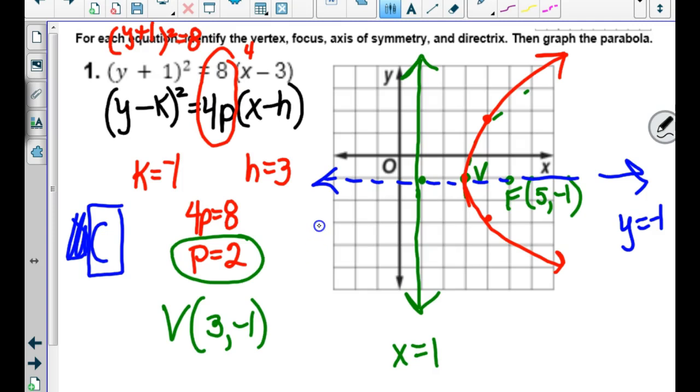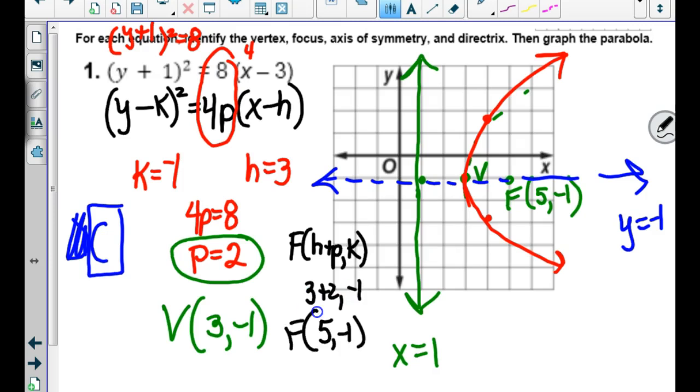If you didn't get this and you looked at this sheet, where did it tell you to find the vertex? H, K. And then for this kind of parabola, where did it say the focus was? H, nope, it's opening sideways, so it's H plus P comma K. Does everybody see that from the sheet? And if we had plugged those numbers in, 3 plus 2 comma negative 1, we would have 5, negative 1. Is that where we found our focus?